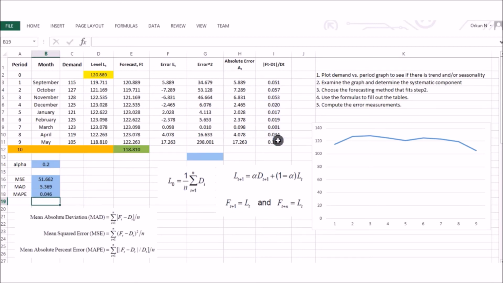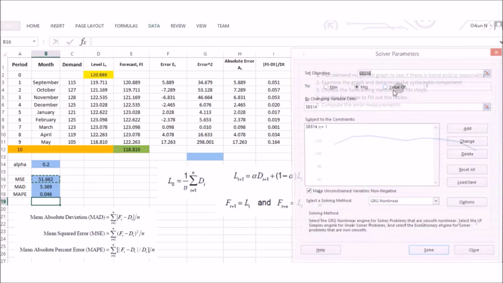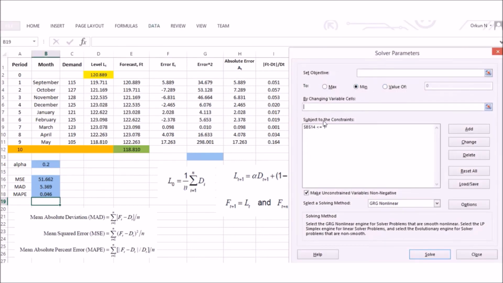So I found my error measurements, and now I'm going to go and talk about alpha. So one may ask me why I came up with alpha equals 0.2. The answer is simple. It was just a random selection. I randomly picked 0.2, but in reality, you really want to find the best alpha value that will give you the minimum error. So to find it, I can go and select data solver and reset these values.